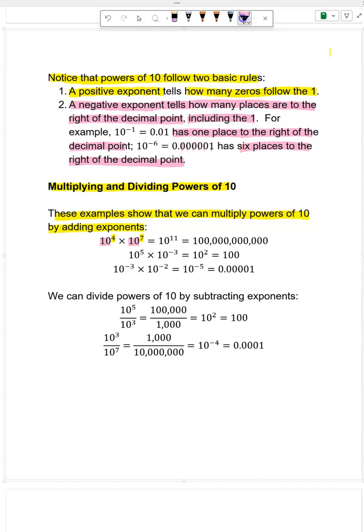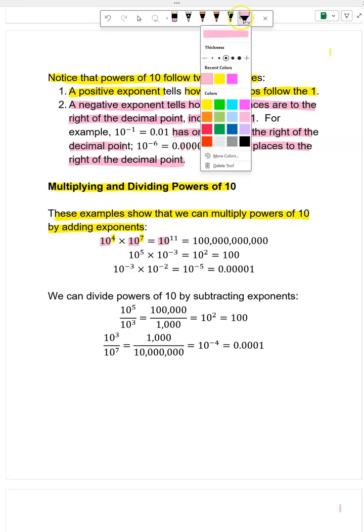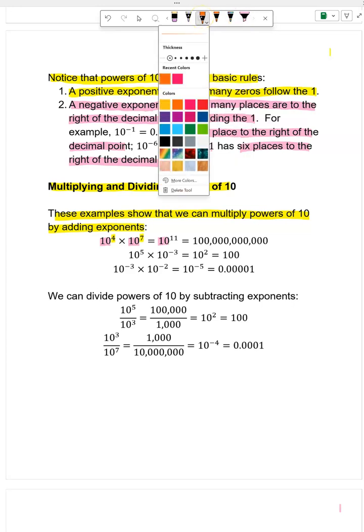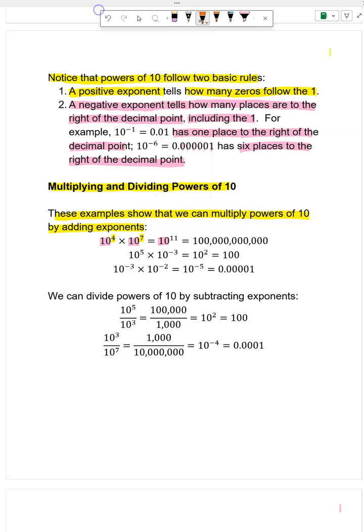Base of 10, but we add the exponents. So I'm going to do this in orange. What we did was we said 4 plus 7. So 4 plus 7 gave us this 11, right? So we added our powers, added the exponents. Here we have the base is 10, and the base is 10 here.